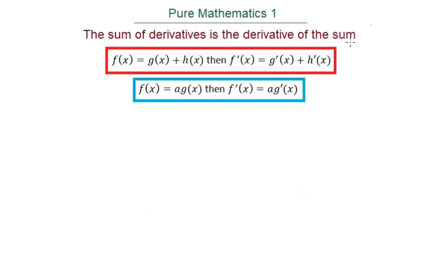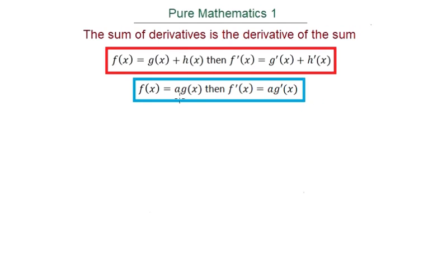In this lesson, we'll talk about two important properties of derivatives, and we've outlined them here with red and blue. The first one states that the sum of derivatives is equal to the derivative of the sum. If we differentiate g of x plus h of x, we will get the derivative of g of x plus the derivative of h of x.